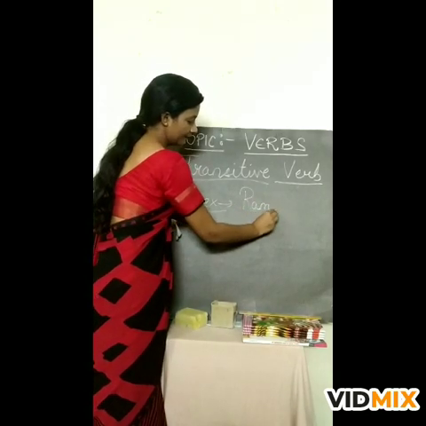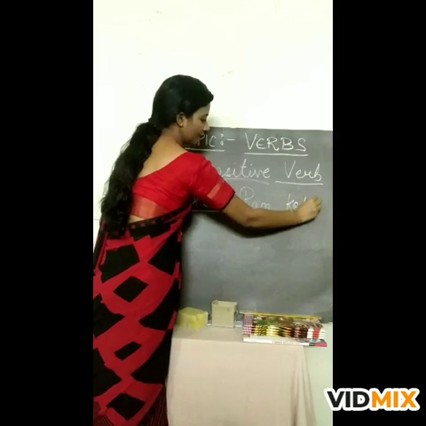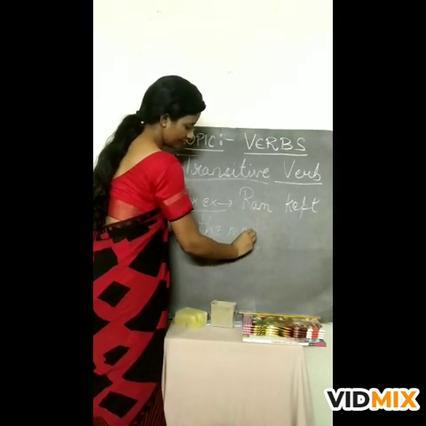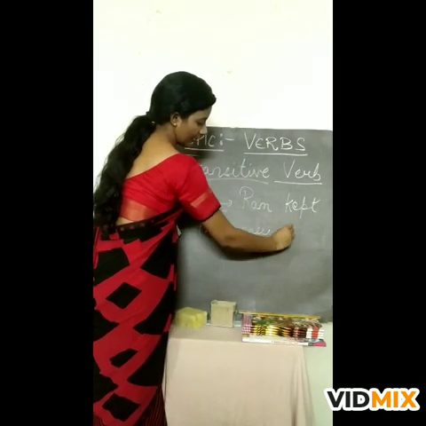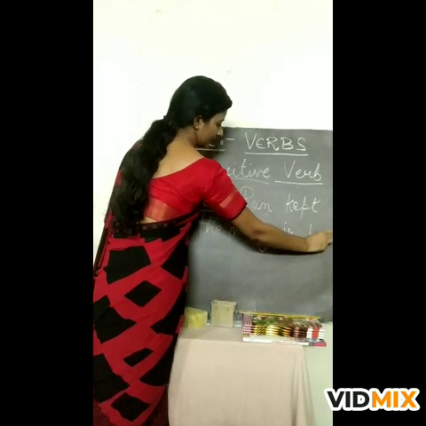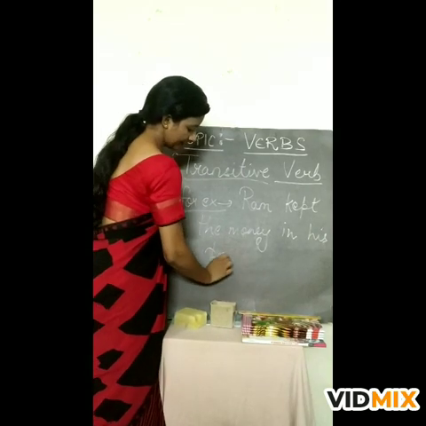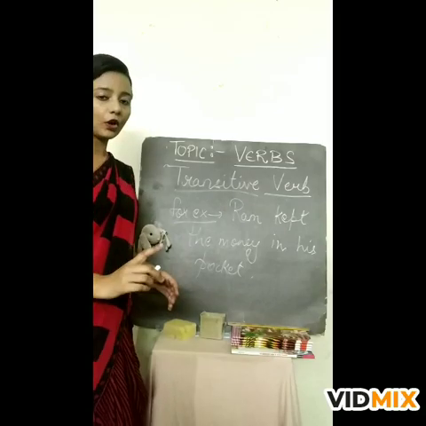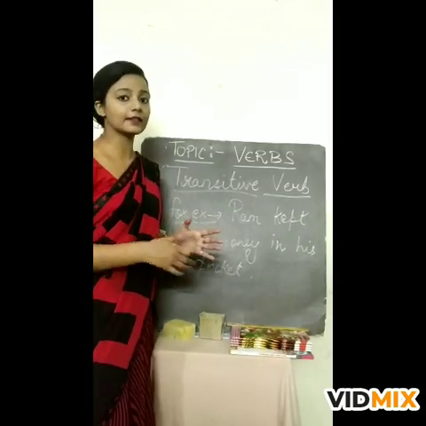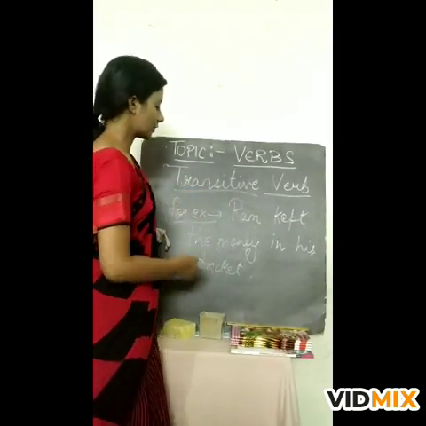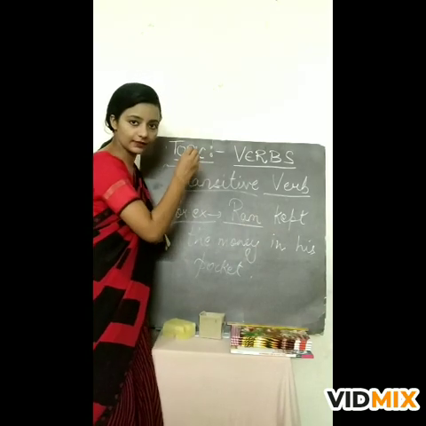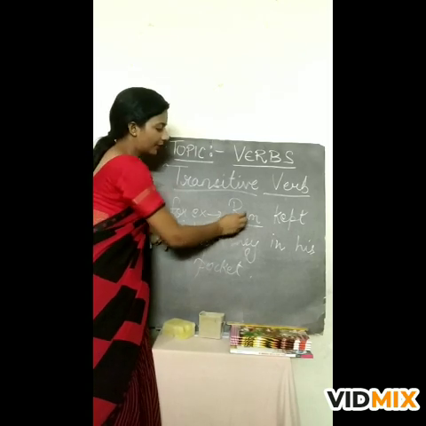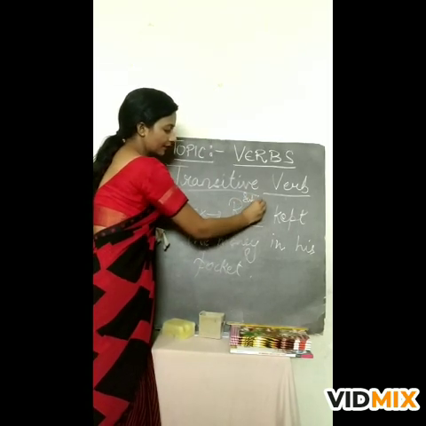Ram kept the money in his pocket. Now students, first of all we will identify what the subject is in this sentence. The doer of the sentence is known as the subject. So who is the doer? Ram is the doer. So Ram will be the subject.